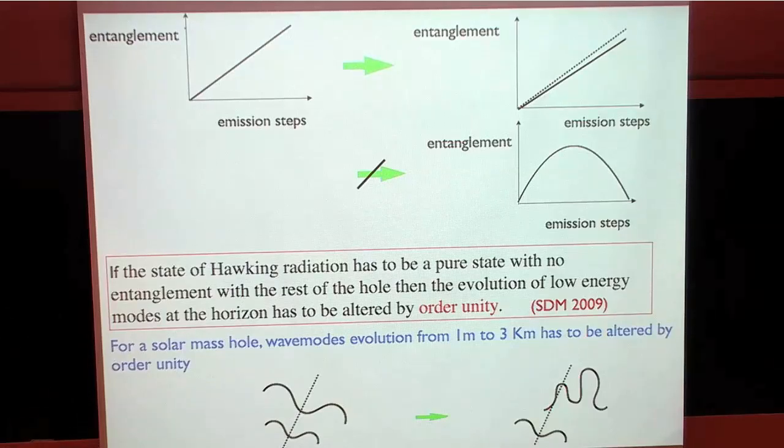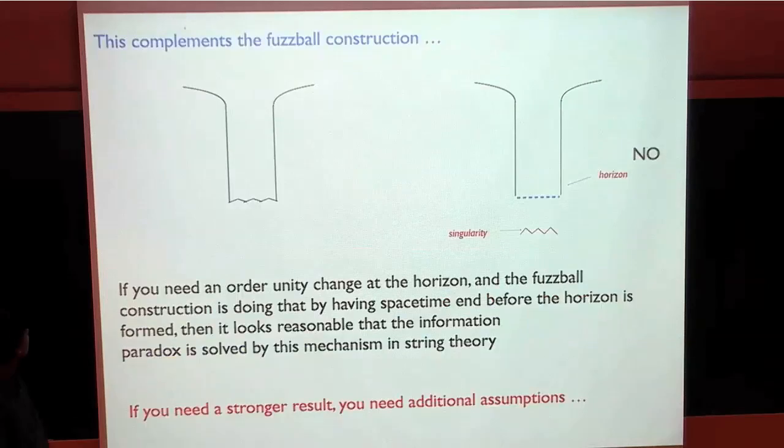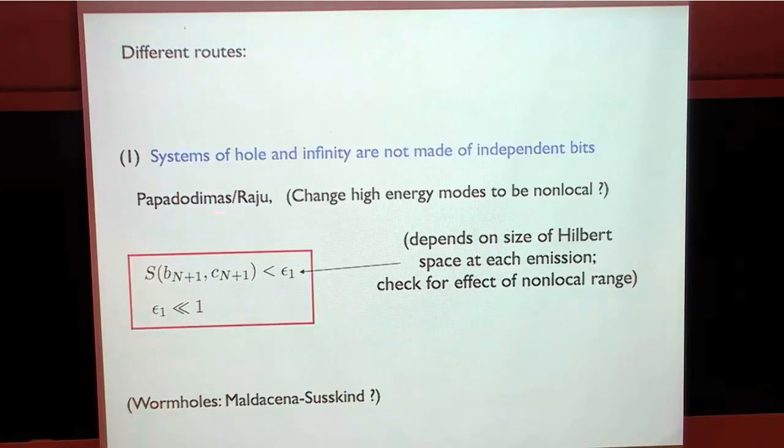So it's just an argument which sort of completed the philosophy of the fuzzball. Okay, so that's why I said it just complements the fuzzball construction. You are anyway changing the horizon, and now you shouldn't argue so much about changing it, because you need an order 1 correction anyway, otherwise you couldn't have solved the problem. So from here you can go in different routes.